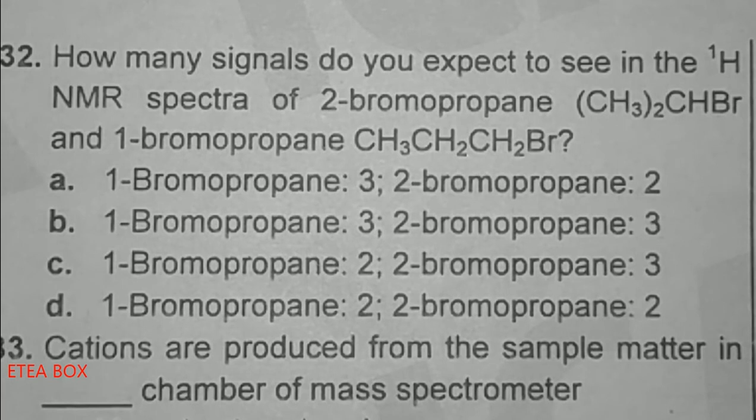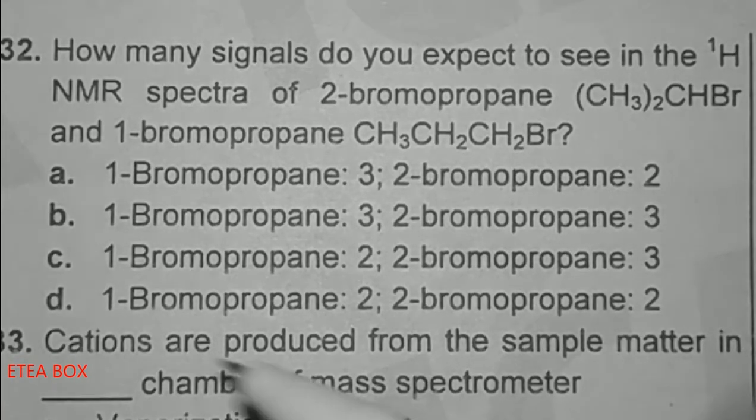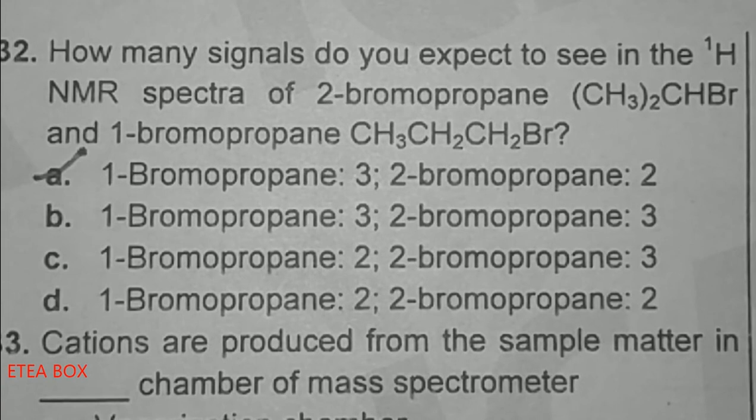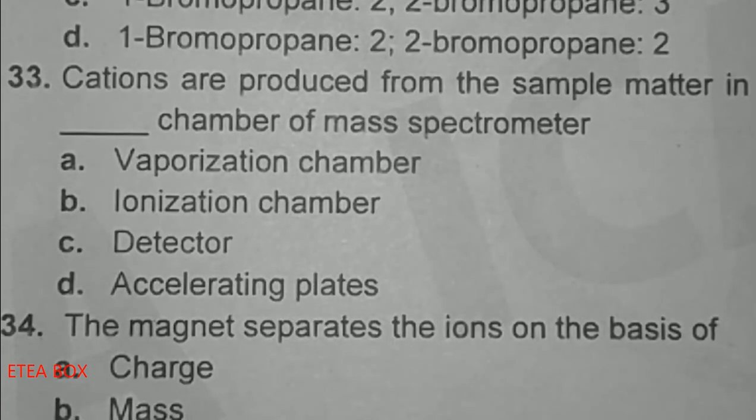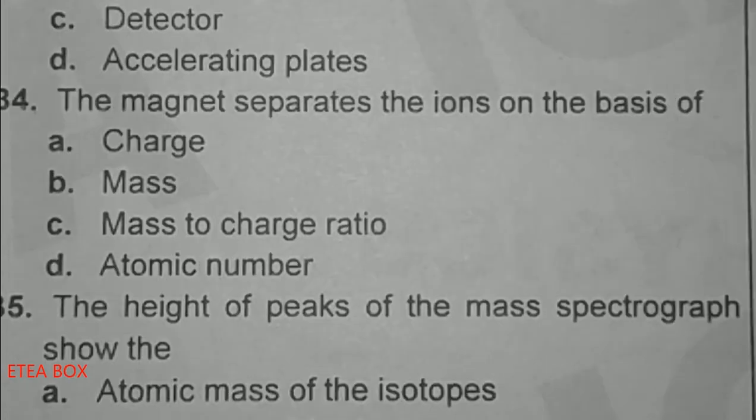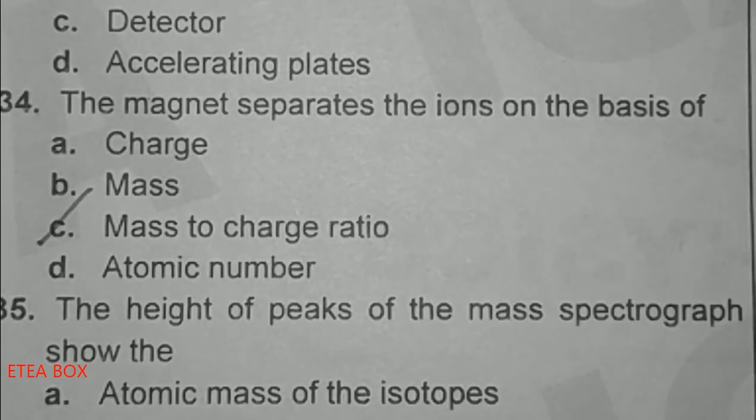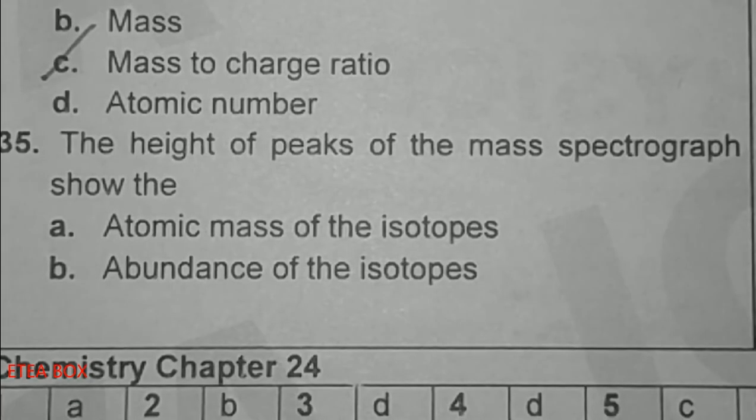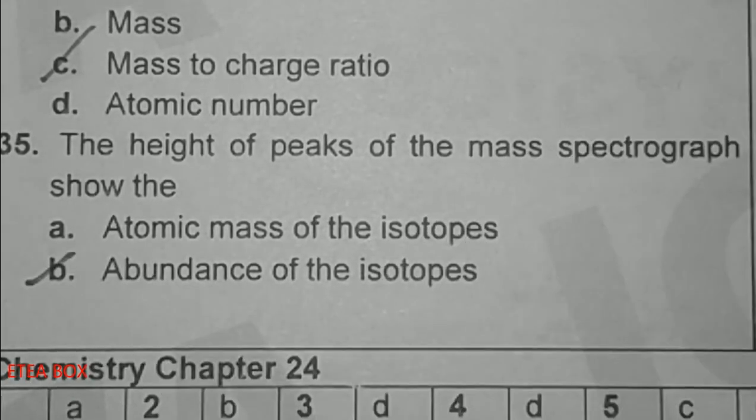How many signals do you expect to see in the hydrogen NMR spectra of 2-bromopropane and 1-bromopropane? Here option A is the correct one. Use the same method which I have told you. Cations are produced from the sample matter in the dash chamber of the mass spectrometer. So option B is correct here: in the ionization chamber the cations are produced. The magnet separates the ions on the basis of mass to charge ratio. Option C: the height of peaks of the mass spectrograph shows the abundance of isotopes. Option B is the correct one here.